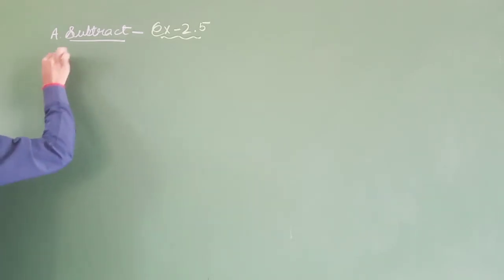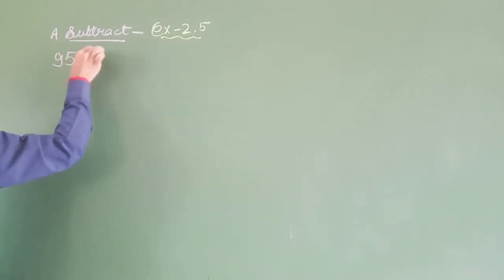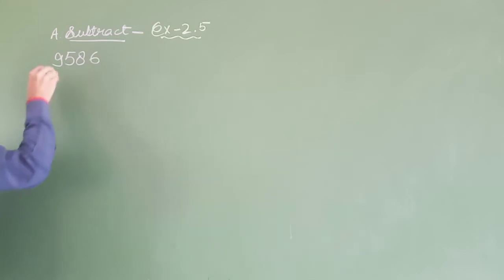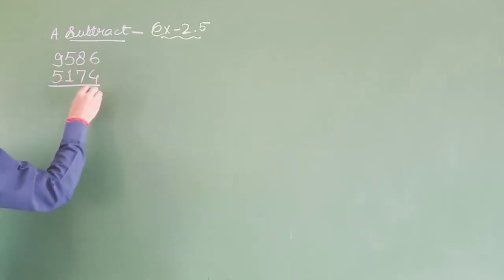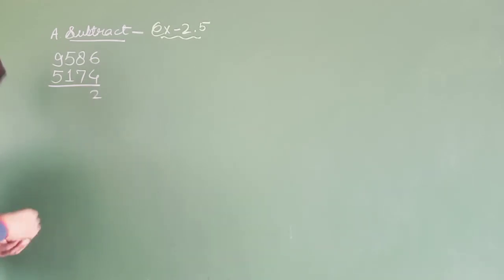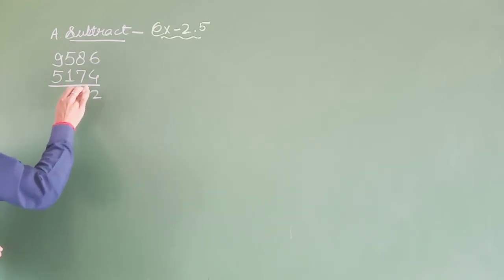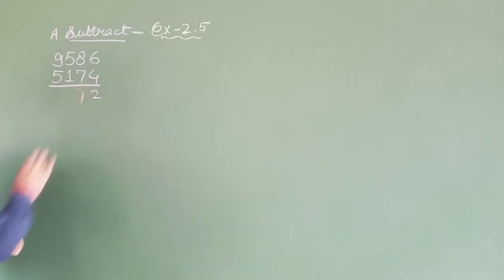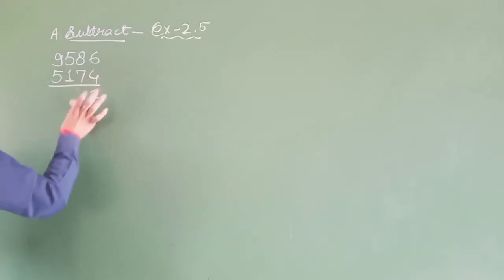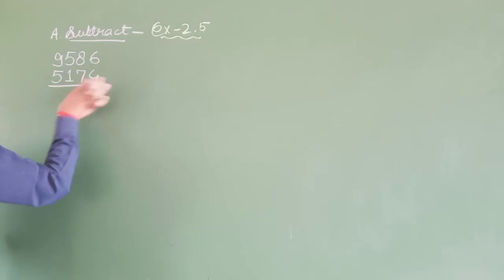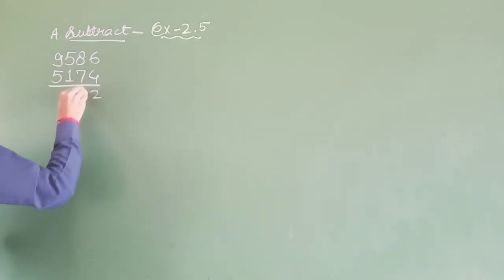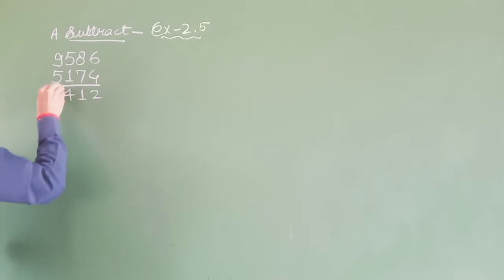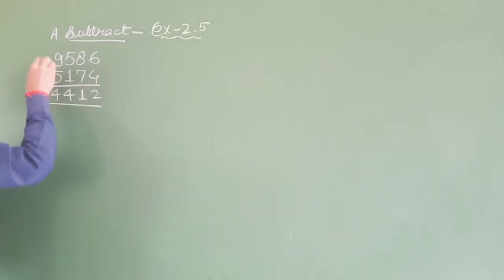9586 minus 5174. 6 minus 4 is 2, 8 minus 7 is 1, 5 minus 1 is 4, 9 minus 5 is 4. And that was question number 1.